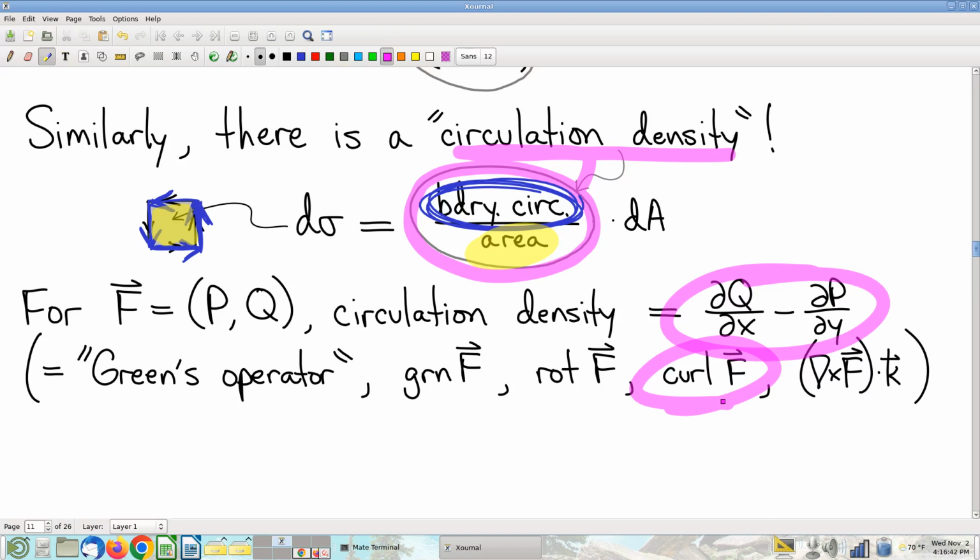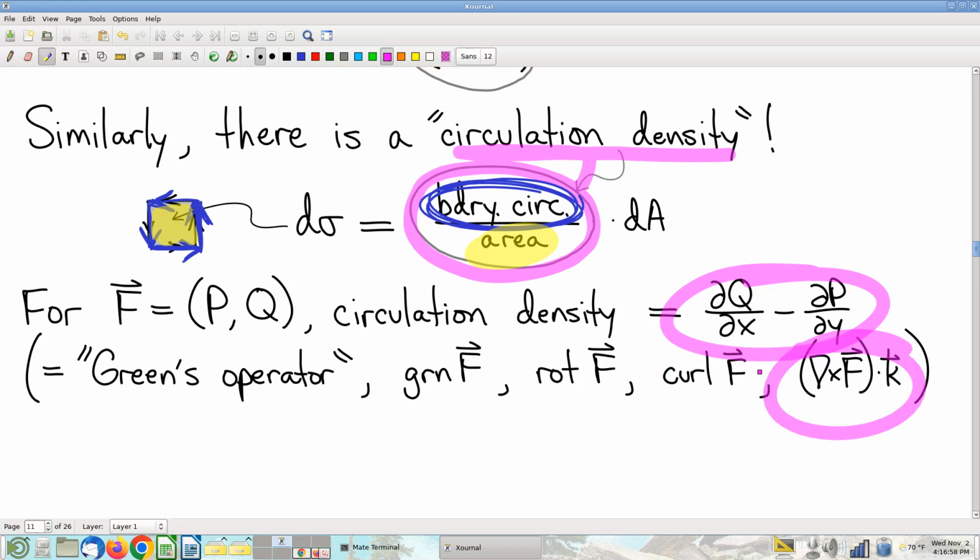I think it's awkward to use the same name to refer to two very different things. Recall, for one thing, of course, three-dimensional curl is a vector. This is a scalar. So they're pretty different. Anyway, nevertheless, it's very common to call this curl, and that's fine.